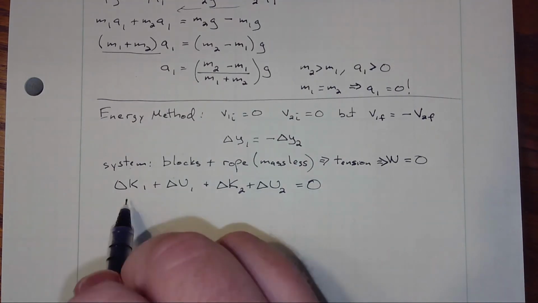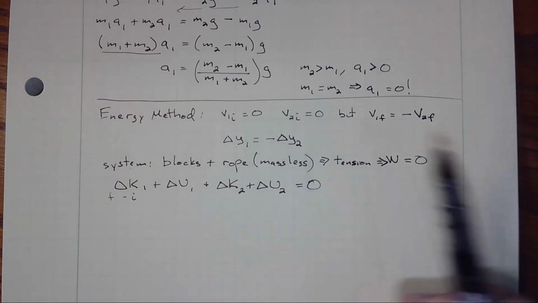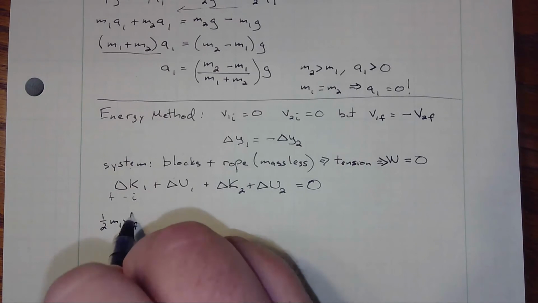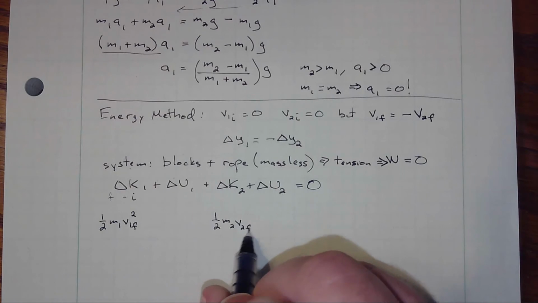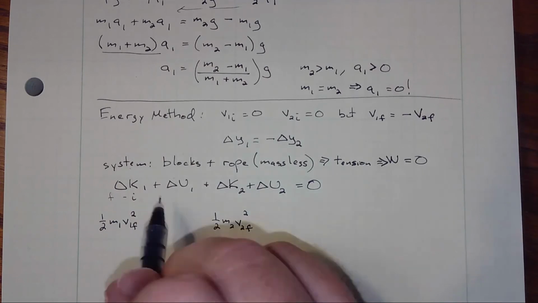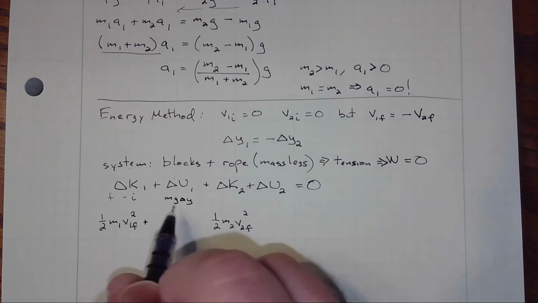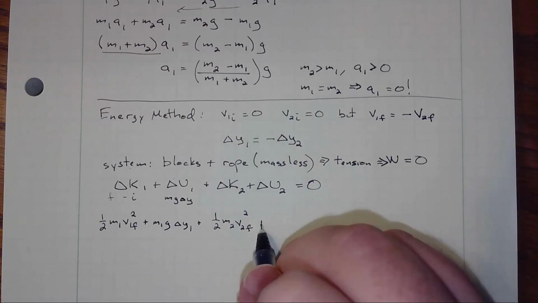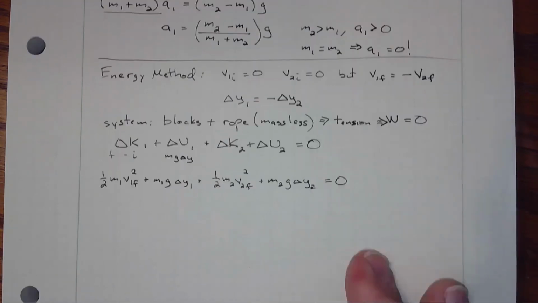My change in kinetic energy, again, is always final minus initial, but in both of these cases, my initial is going to be equal to 0. So I'm just going to have 1/2 m1 v1 final squared, plus 1/2 m2 v2 final squared. I know eventually I'll be able to combine these together because they're going to have the same final speed. Change in gravitational potential energy, this is just, again, mg delta y. So adding in the right subscripts, we have m1 g delta y1, plus m2 g delta y2, and all of that is still equal to 0.